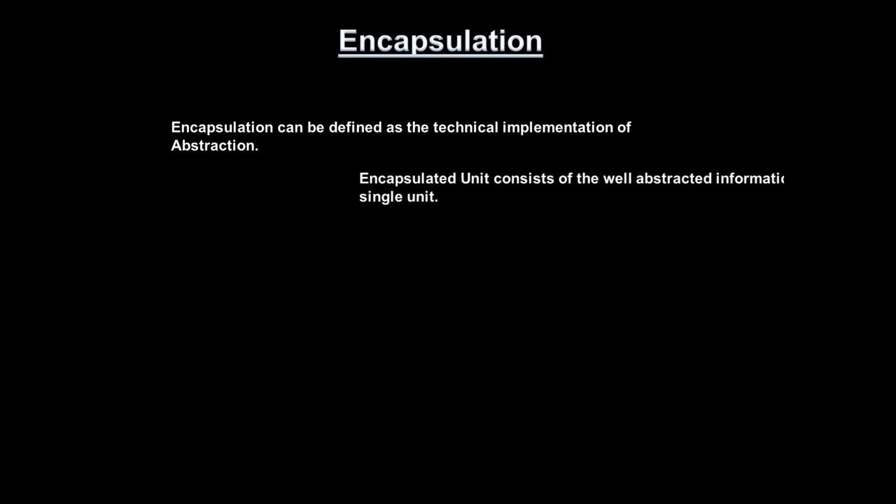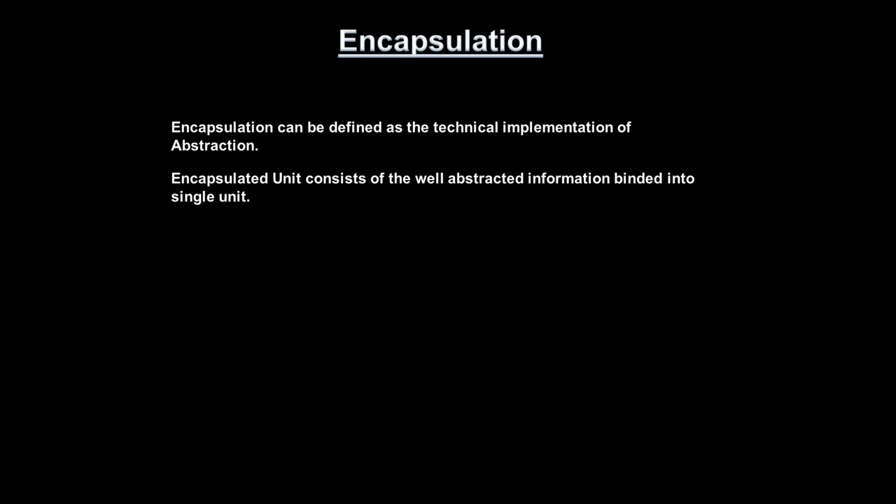Now, an encapsulated unit consists of well abstracted information bound into a single unit. Whatever information you have abstracted from the real world entity, you are keeping into a safe, single encapsulated unit, and the process is called encapsulation. It is well abstracted information, not raw data.